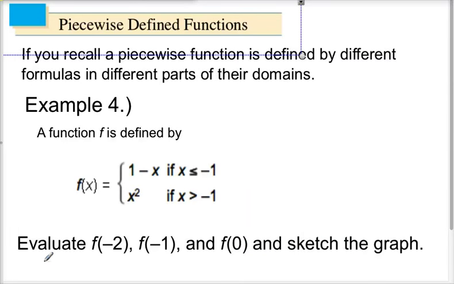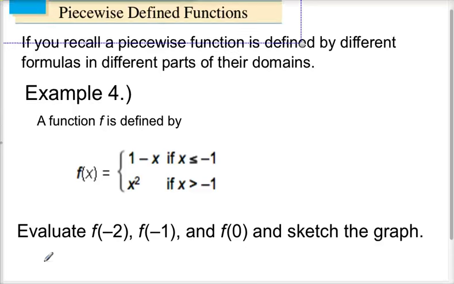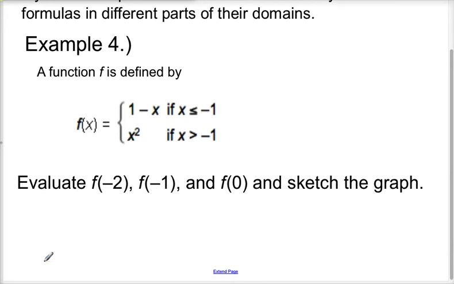Let's talk about piecewise functions. So, if you recall, a piecewise function is defined by different formulas in different parts of its domain. Let's take a look at an example. If f of x represents the piecewise function 1 minus x if x is less than or equal to negative 1, and x squared if x is greater than negative 1. So what I'm going to have you do is evaluate each one of those 3 points and sketch the graph.